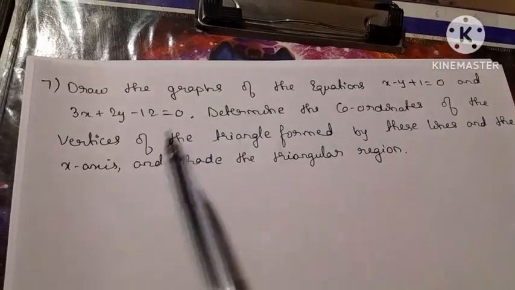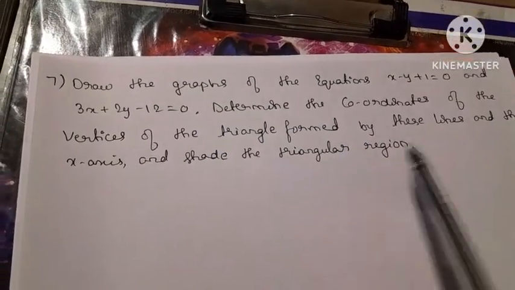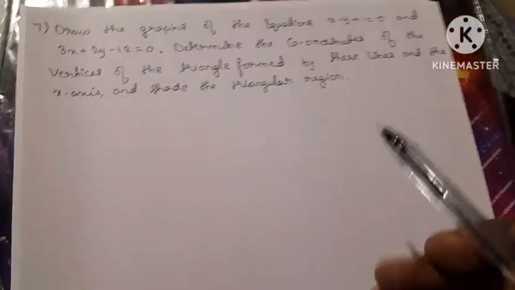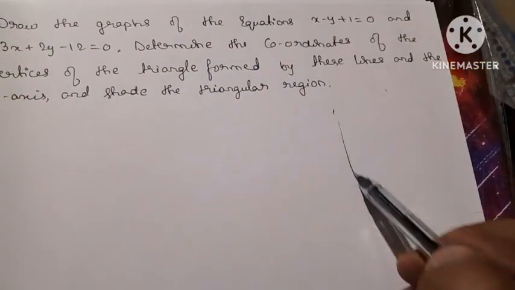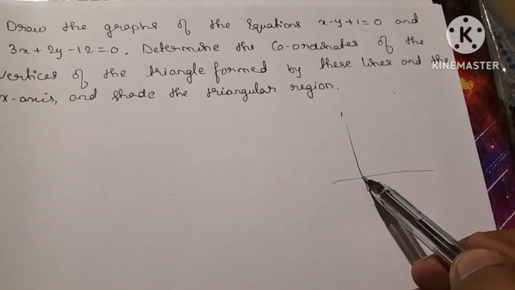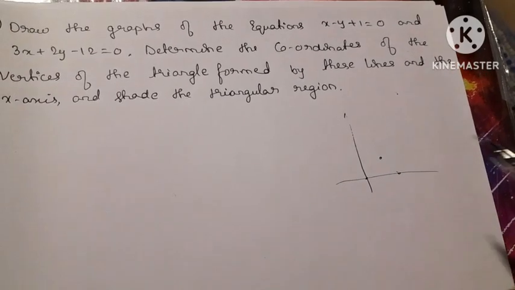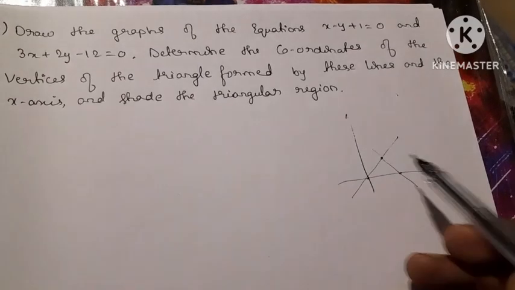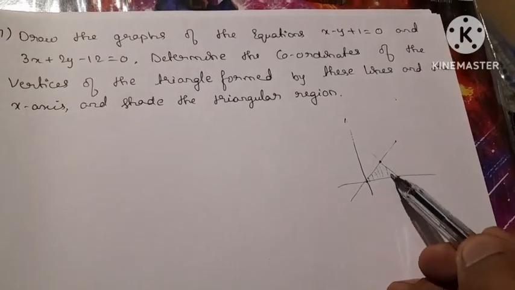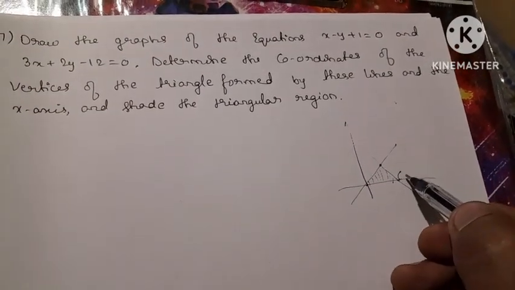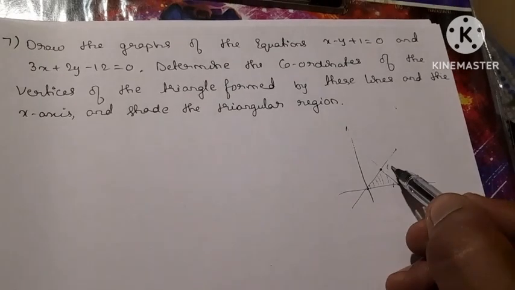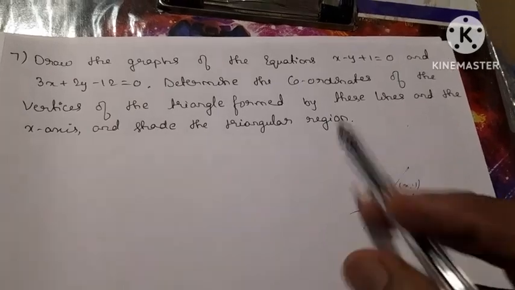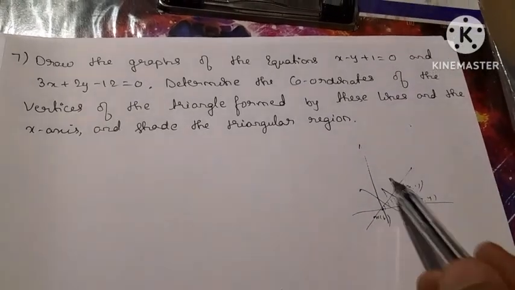We have to determine the coordinates of the vertex of a triangle formed by these lines and the x-axis and shade the triangle region. So they have said that if this is the graph, then these coordinates will form a triangle, suppose like this, and then we have to shade this region and also find the coordinates, suppose say x comma y and x comma y. So this way we have to solve this question. So let's see how we do that.